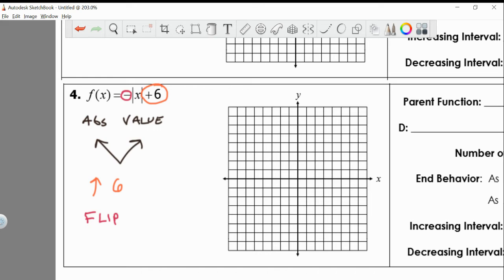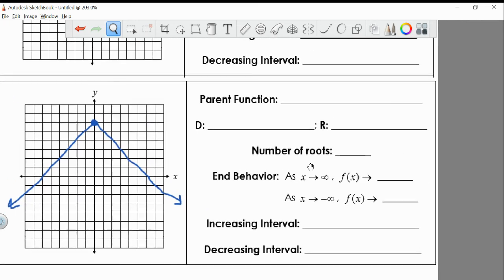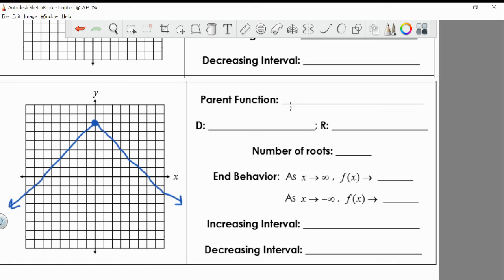So I should be able to graph this one just from my head. Normally the V shape would be in the middle, but I've gone up 6 and I've been flipped upside down. So let's see here. 1, 2, 3, 4, 5, 6. So now my V is up here. But I've also been flipped upside down. And so now my V is a downwards V. All right. I'm going to be going pretty fast here, okay? Parent function, y equals absolute value of x.